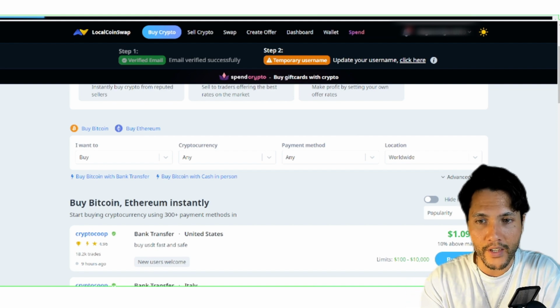I can give you a special deal on trading fees, and I think that using LocalCoinSwap and other peer-to-peer crypto exchanges are the best way of buying cryptocurrency without KYC. So let's get into it.